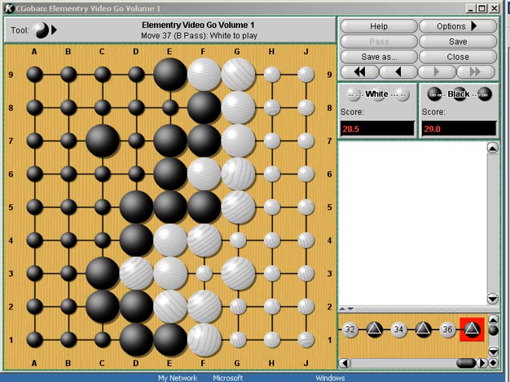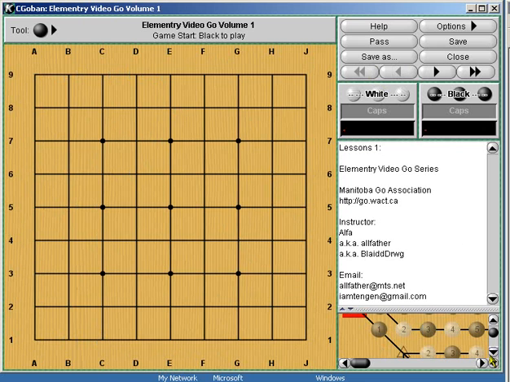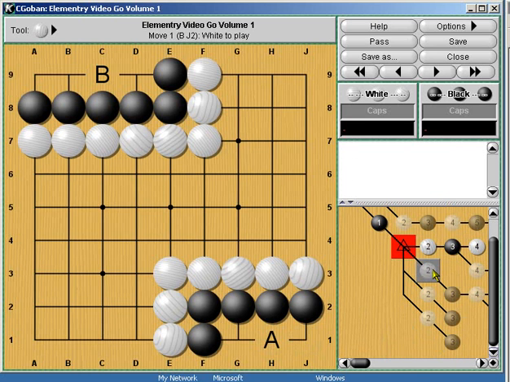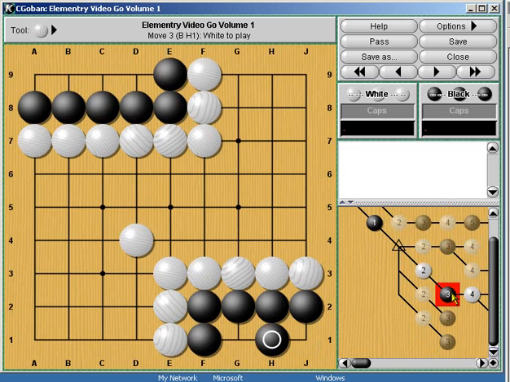The next lesson is about life and death. To have a living group, you must have what are called two eyes. In the variation here, at A, the group will have two eyes as long as black gets to play first. If black plays first, we see that white cannot make any moves inside the opponent's territory. He can play anywhere else on the board, but not in either of these two spots. This group is now unconditionally alive.